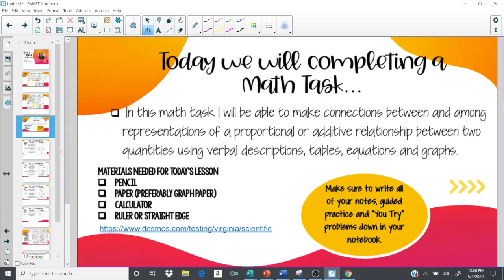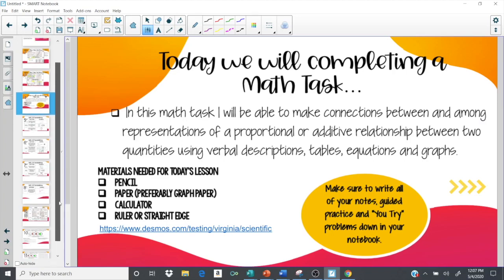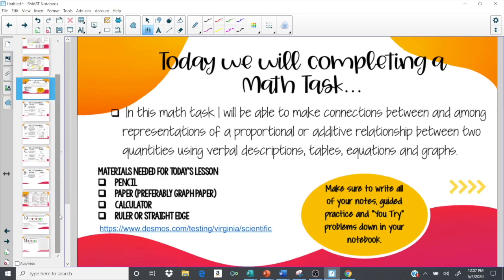So materials needed for today's lesson, you need a pencil, you need paper. You can use regular paper. If you have some graph paper on hand, then please pull that out. You also need a calculator and a ruler or a straight edge. Make sure to write all of your notes, guided practice, and your try problems down in your notebook. And if you have access to a printer, you can print out slides 9 through 11 and use those along with the video.